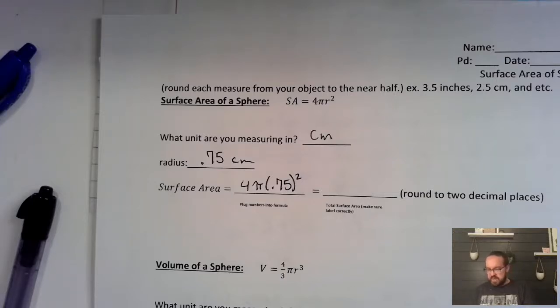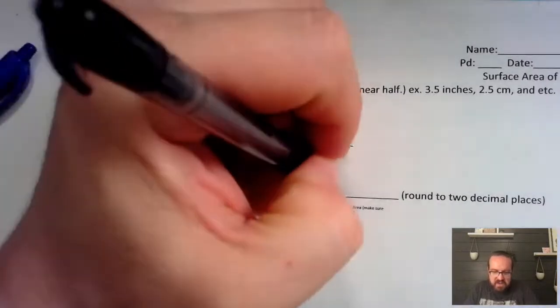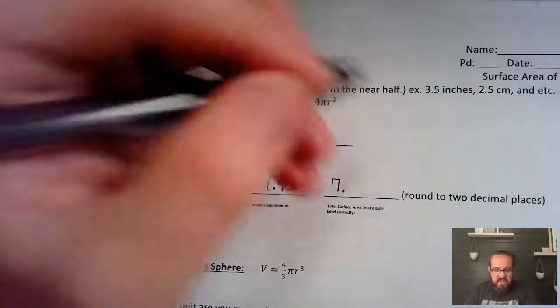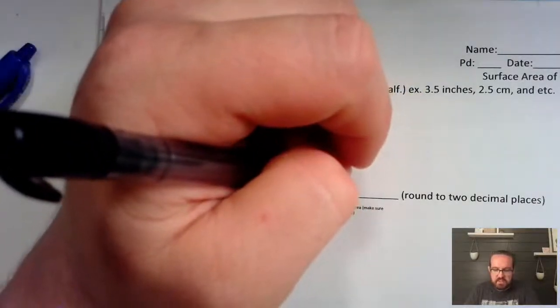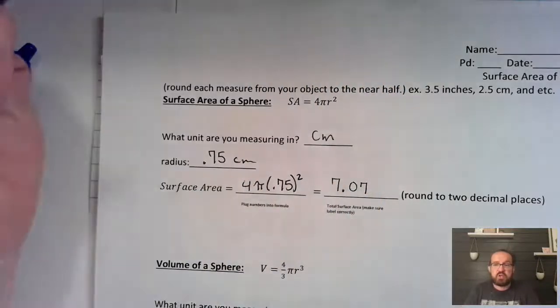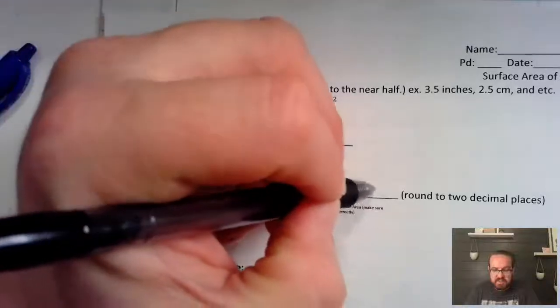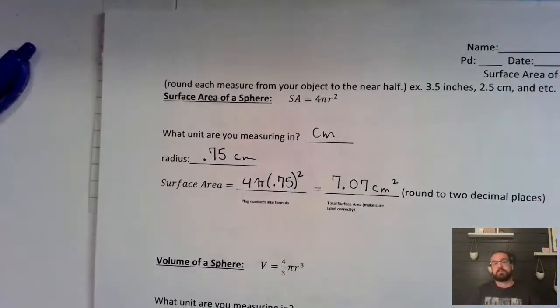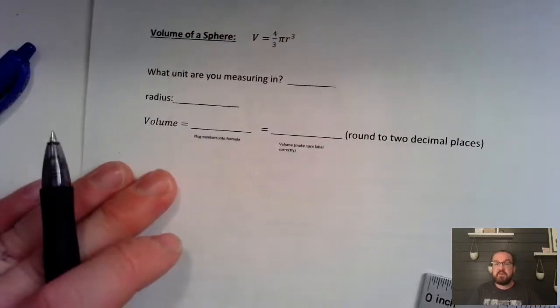So 4 times 3.14 times 0.75 squared. I'm coming up with 7.065. We're always asked to round it to 2 decimal places. No difference. Make sure that you have the correct label. So in my case, it would be centimeters squared because I'm still doing the area here. Alright. Let's go down here to the volume, and after that we'll be finished.